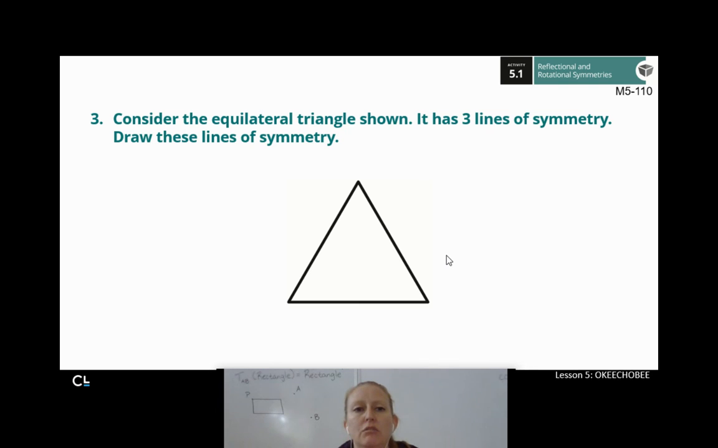I have for you an equilateral triangle. It's in your book on page 110. I would like you to consider this equilateral triangle. I'm going to tell you right now that it has 3 lines of symmetry. Can you take a moment to draw all 3 of those lines of symmetry? Hit pause, write it down, hit play to check your work.